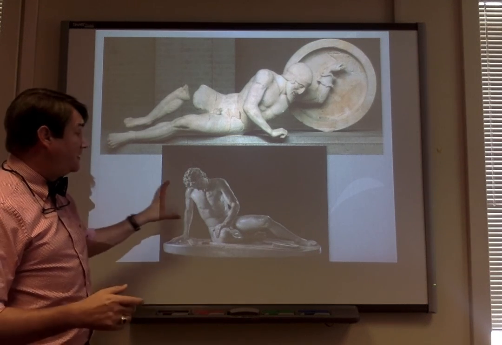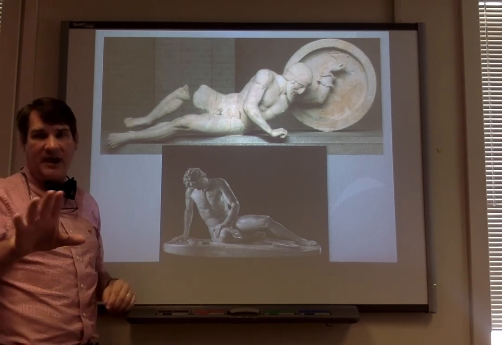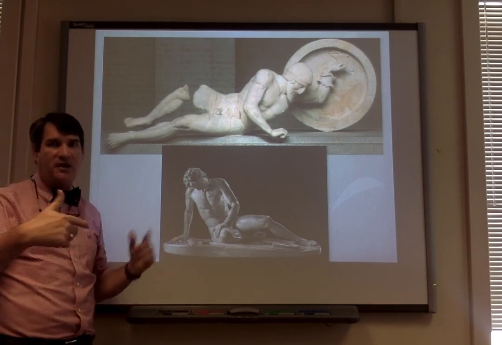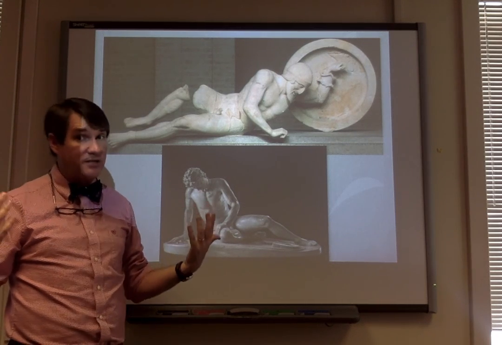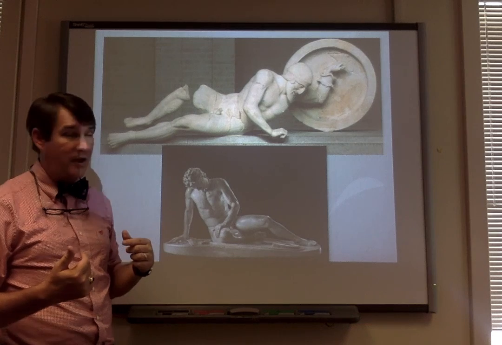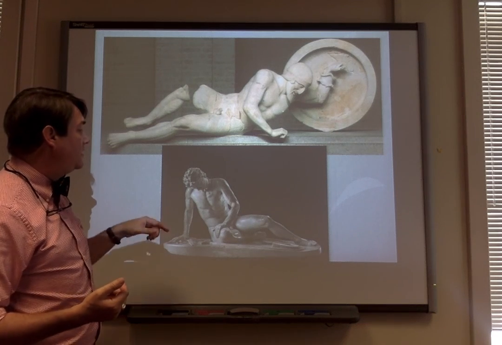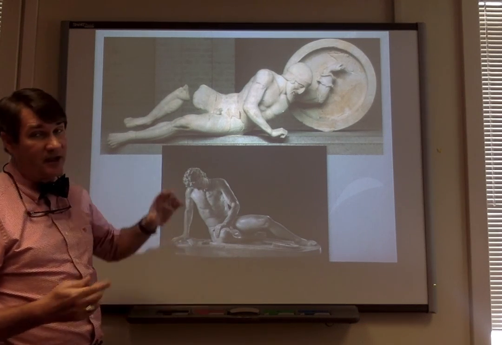Now, take a look at this one. This is the dying Gaul. If you have this on your assignment page, pull it up and take a look at it later because this is very realistic. First of all, it's not from Greece. It's from Gaul, which is going to be modern-day France. And he is a Gaul. He doesn't look anything like a Greek.